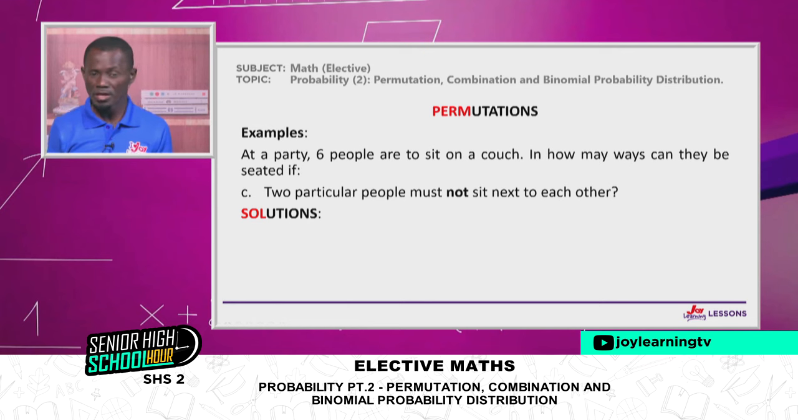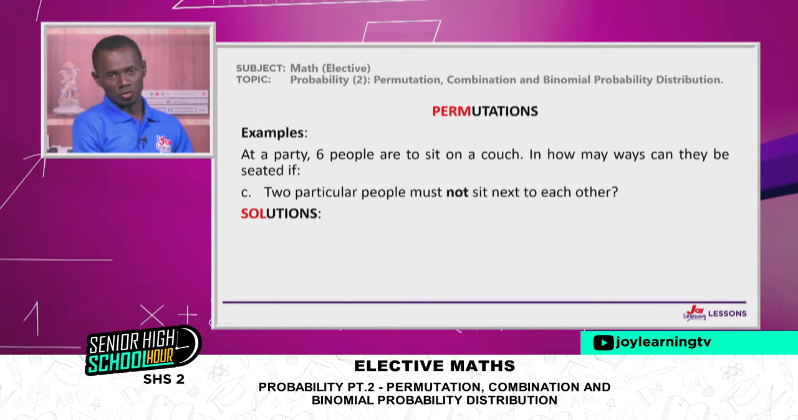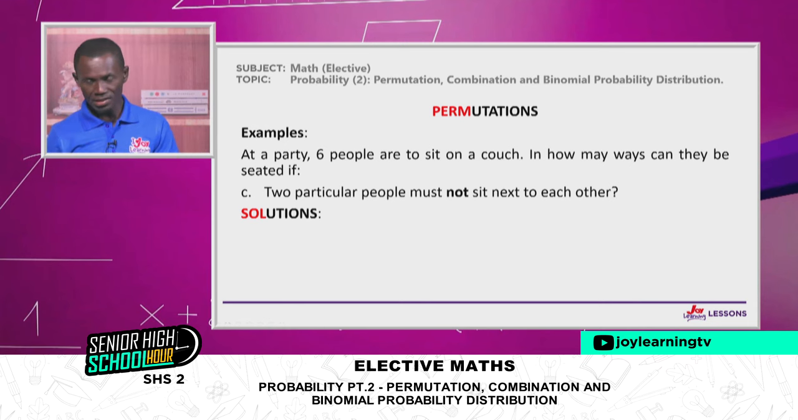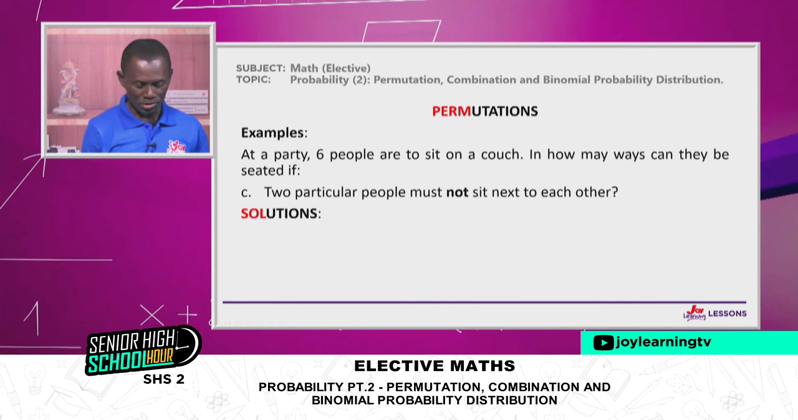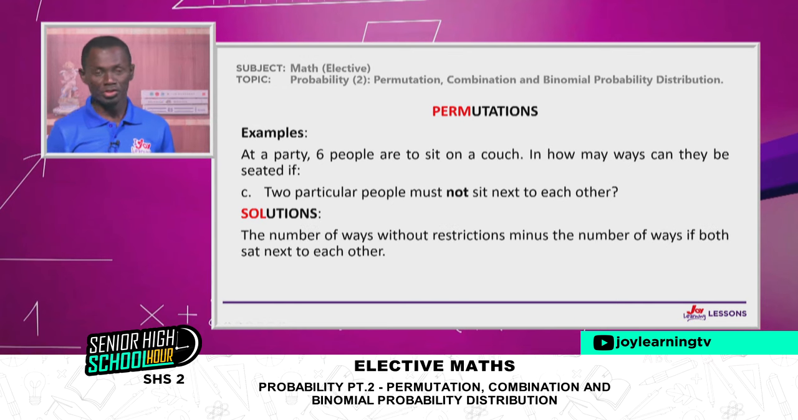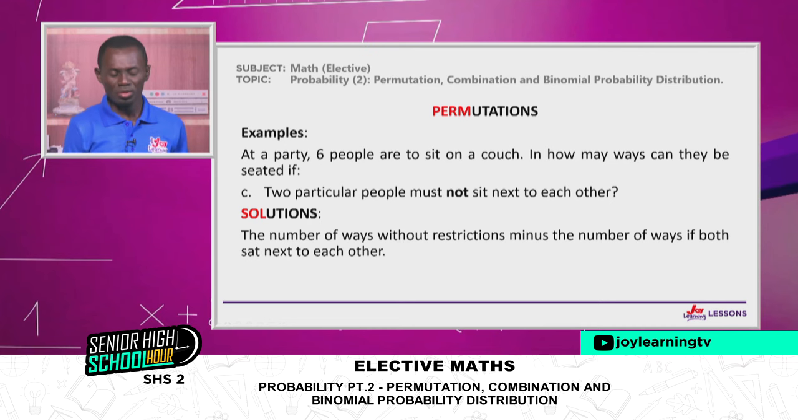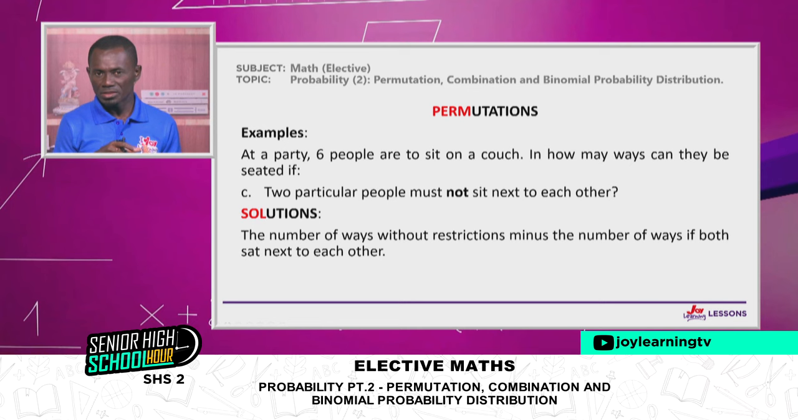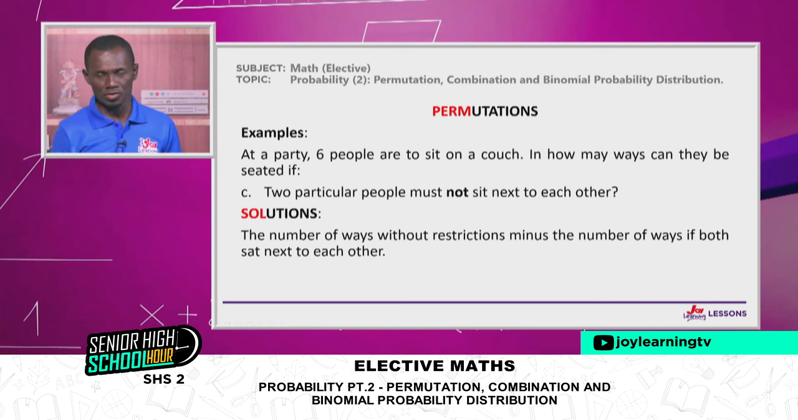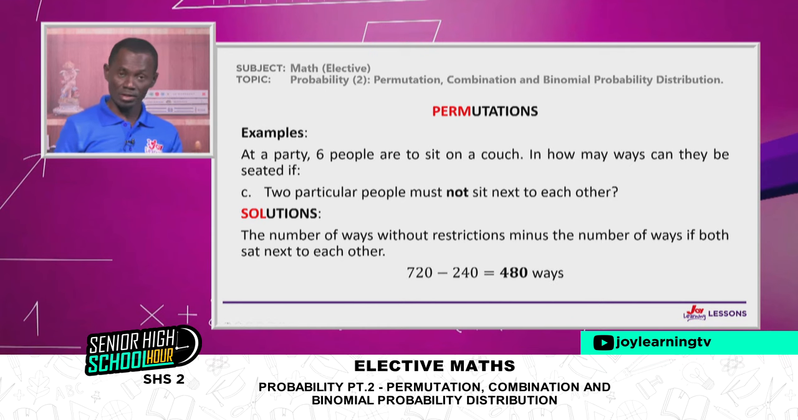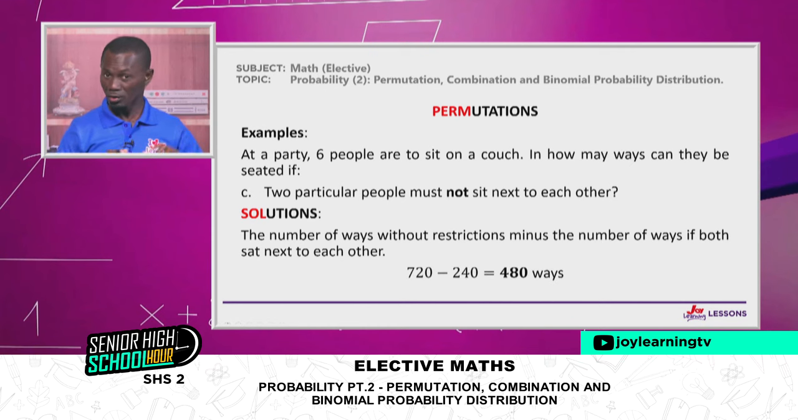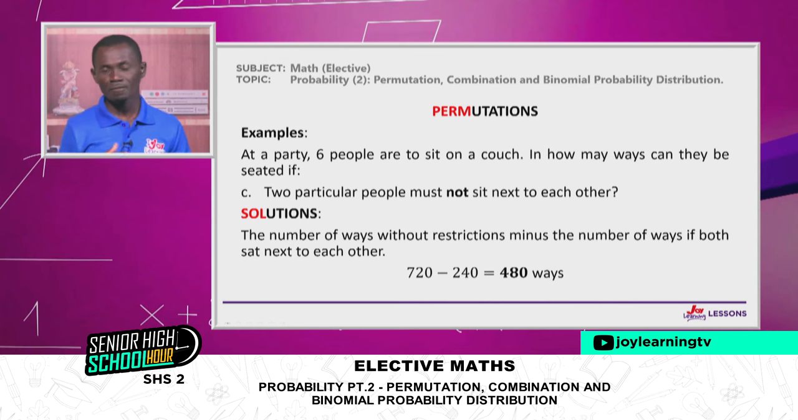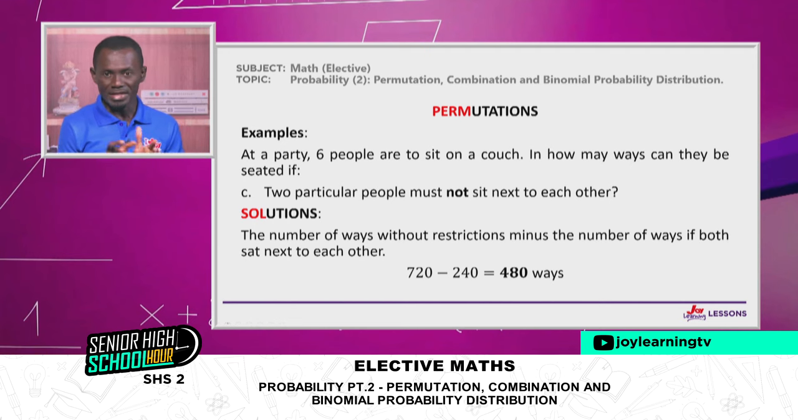The simple way is to say, what would it look like if there was no restriction? What would it look like if 2 of them sat together? Subtract the second scenario from the first. So we simply say the number of ways without restrictions minus the number of ways if both sat next to each other. That would be the number of ways it would look like if 2 of them should not sit next to each other. So we'll simply say 720, which was our first answer, where there was no restriction, minus 240 when both of them sit together. Our answer will give us 480 ways.